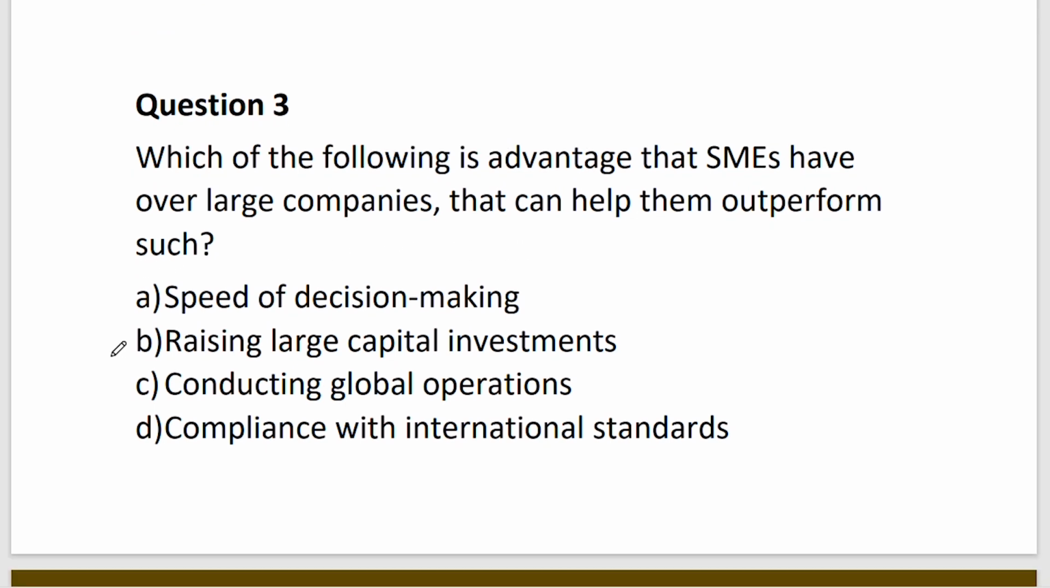Which of the following is an advantage that SMEs have over large companies that can help them to outperform such? Okay? Speed in decision making, raising large capital investment, nope. Conducting global operations, not really. Big companies are more capable of doing that than small companies. Compliance with international standards. Some of these small companies don't even know those international standards. So the answer is speed of decision making. Because of their size, they make decisions faster, and that becomes an advantage that they are going to enjoy.